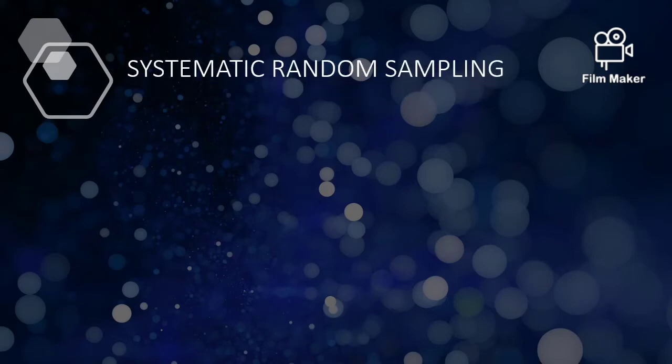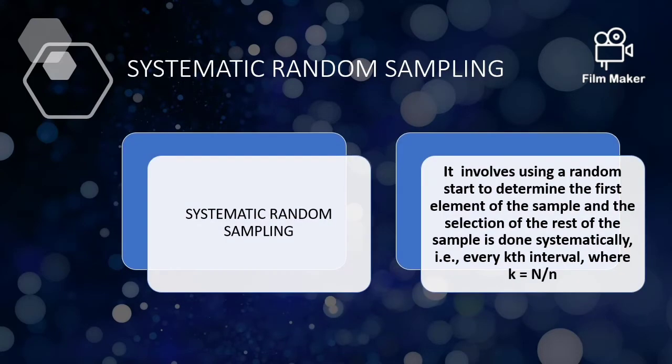Systematic random sampling. It involves using a random start to determine the first element of the sample, and the selection of the rest of the sample is done systematically. For example, with every k interval, where k is the number of the population divided by the number n of the sample.